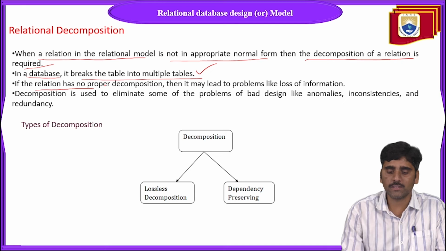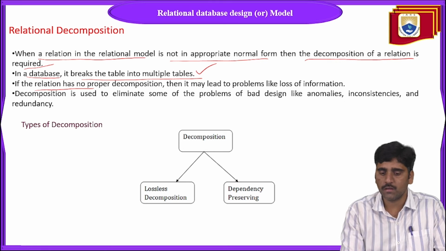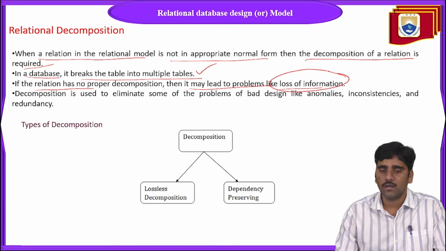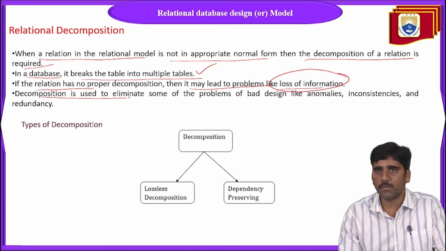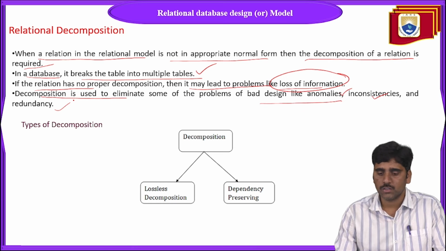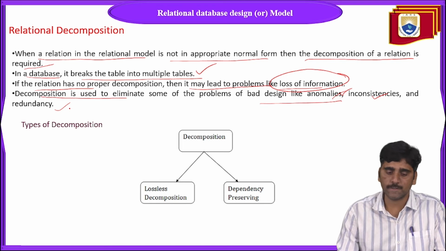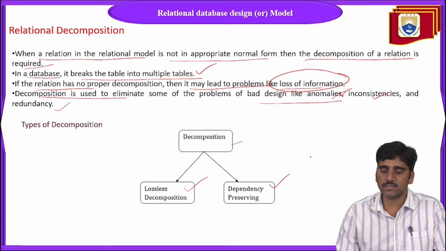If the relation has no proper decomposition, then it may lead to problems like loss of information. If you are not doing proper decomposition, then your data is going to be lost. Decomposition is used to eliminate some of the problems of bad design like anomalies, inconsistency and redundancy. So the types of decomposition: one is lossless decomposition and the second one is dependency preserving.